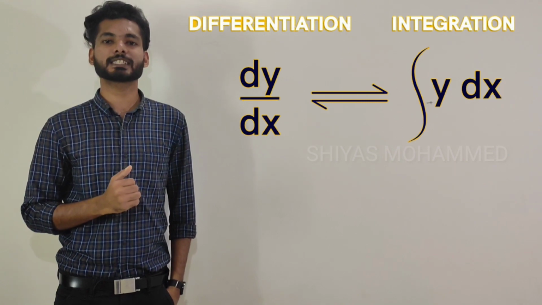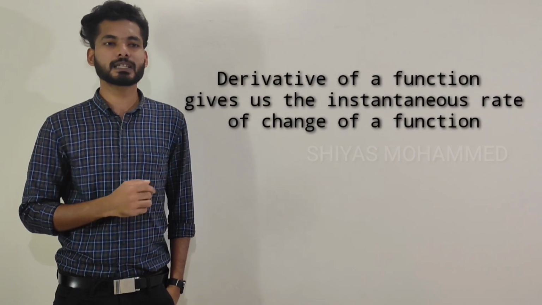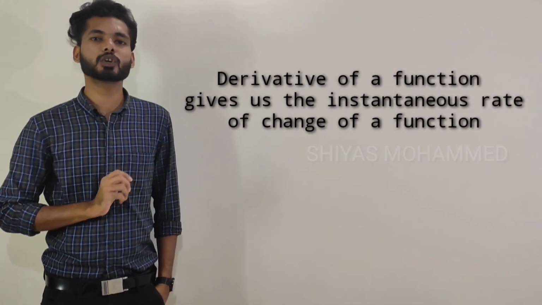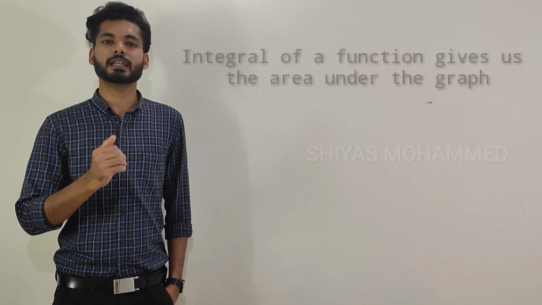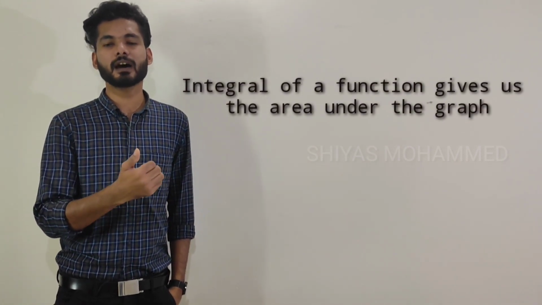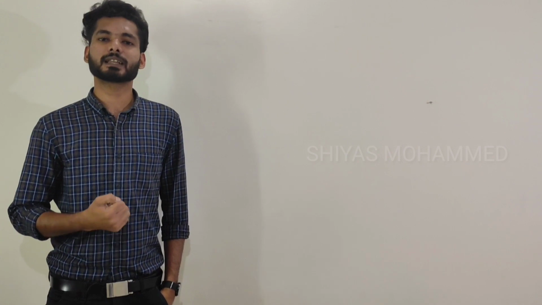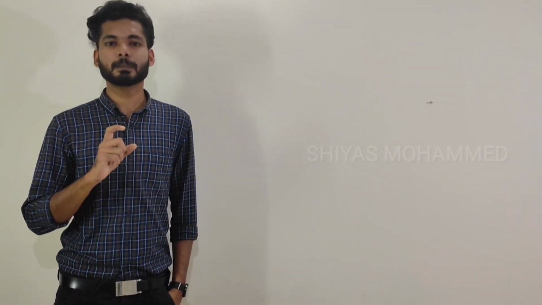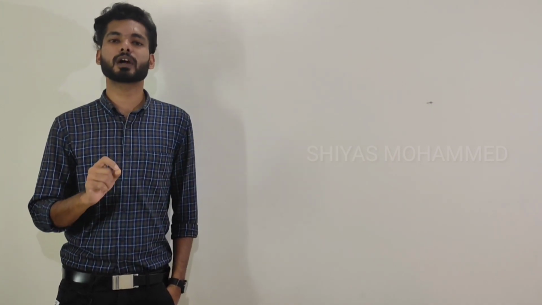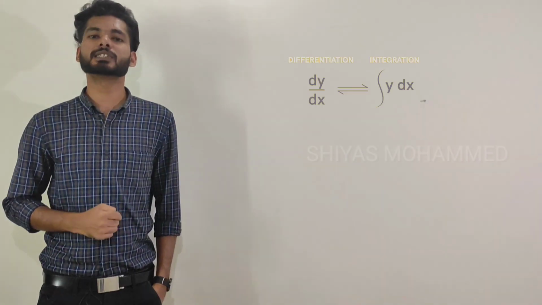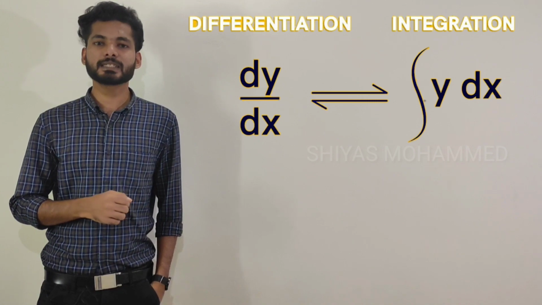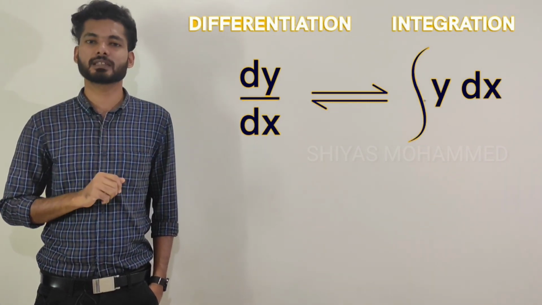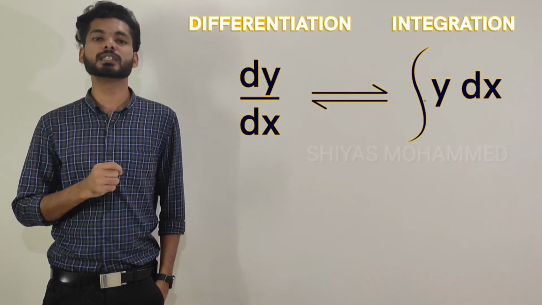By the definition, we can explain that differentiation is the instantaneous rate of change of a function, and integration gives us the area under a graph. In physics, there are many numericals related to differentiation and integration. We'll discuss the basic and fundamental formulas required for physics. And also, integration and differentiation are just opposite to each other, or we can call it an inverse function.